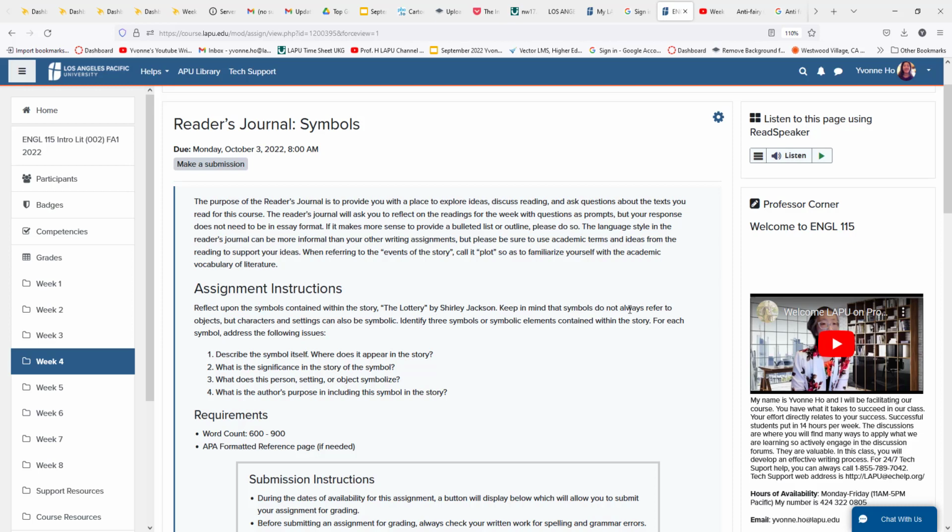Keep in mind that symbols do not always refer to objects, but symbols can also refer to characters and settings. So identify 3 symbols or symbolic elements contained within the story. For each symbol, address the following issues. Describe the symbol itself. Where does it appear in the story?